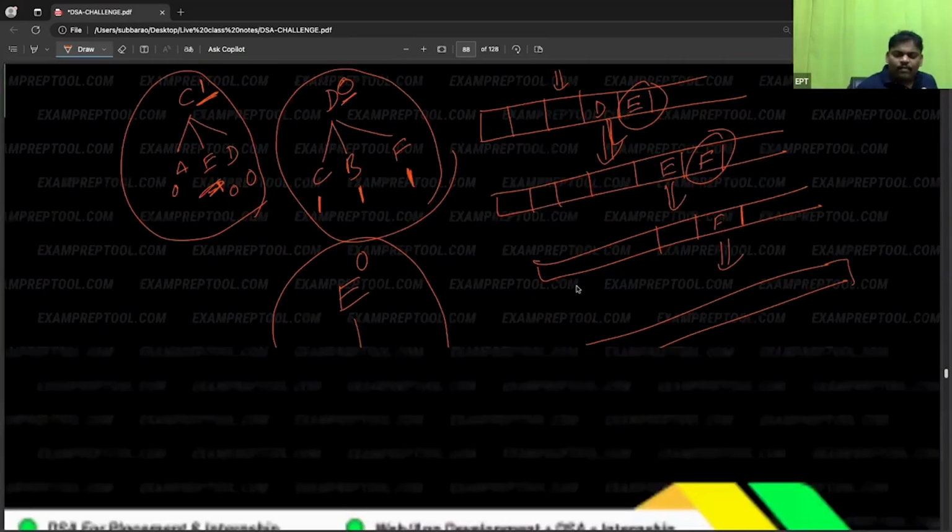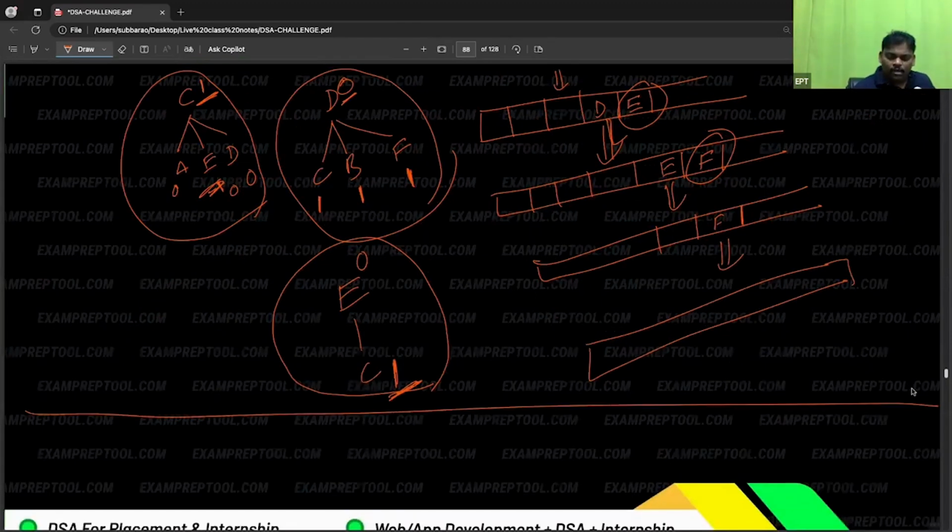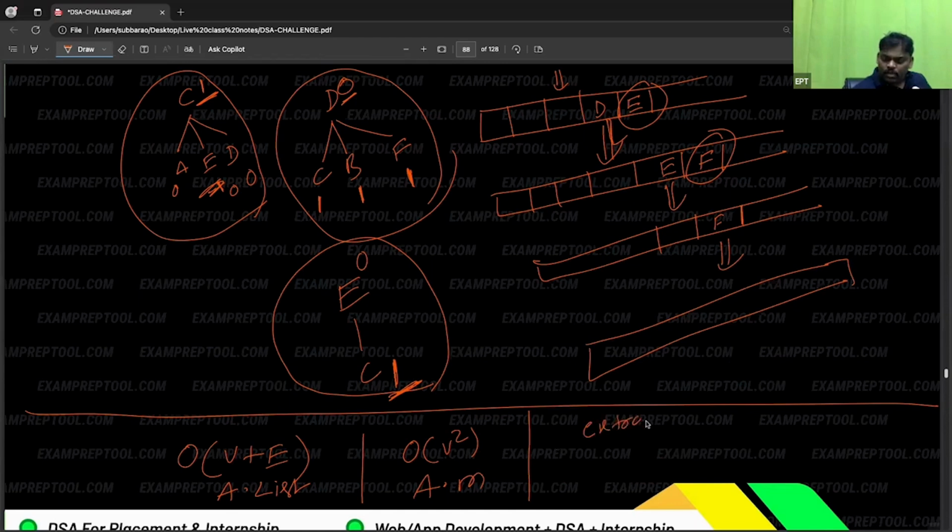Because it is traversing a graph, I traverse the graph using BFT. Time complexity using an adjacency list is V plus E, because each is visited one time. Using an adjacency matrix, it is order of V square. And one more extra space, one queue I have taken, which will take order of V space.